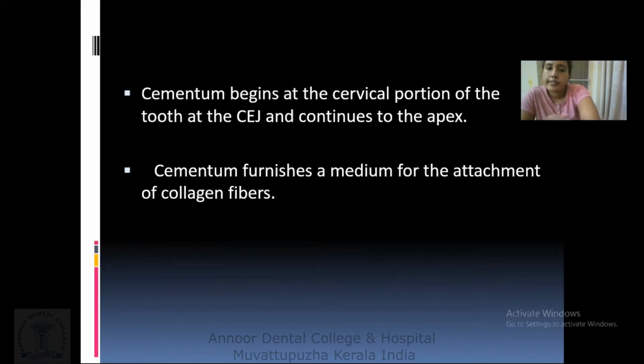Now, where does the cementum begin? The cementum begins at the cervical portion of the tooth, that is at the CEJ region, and it continues till the apex of the tooth. Mainly, it furnishes a medium for attachment of the collagen fibers.